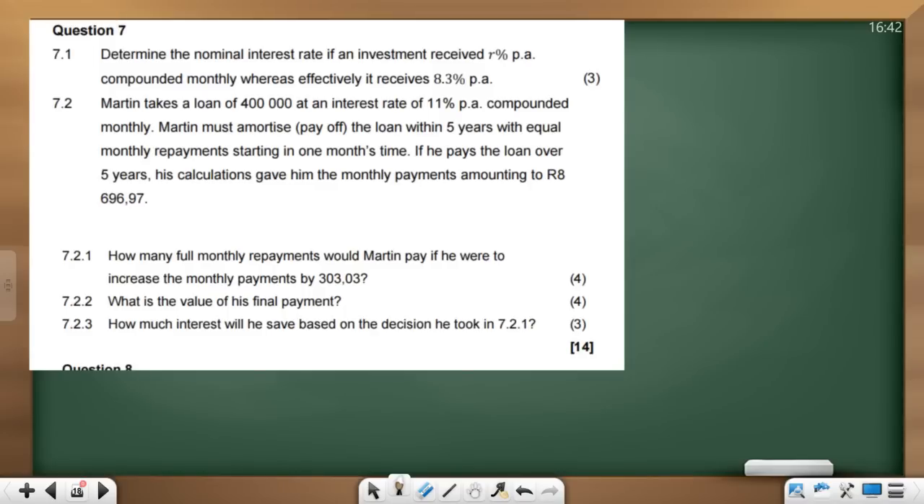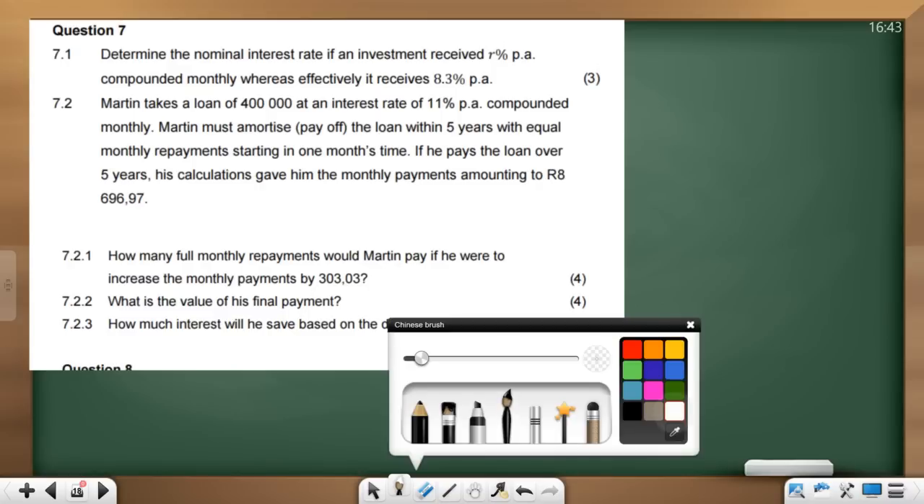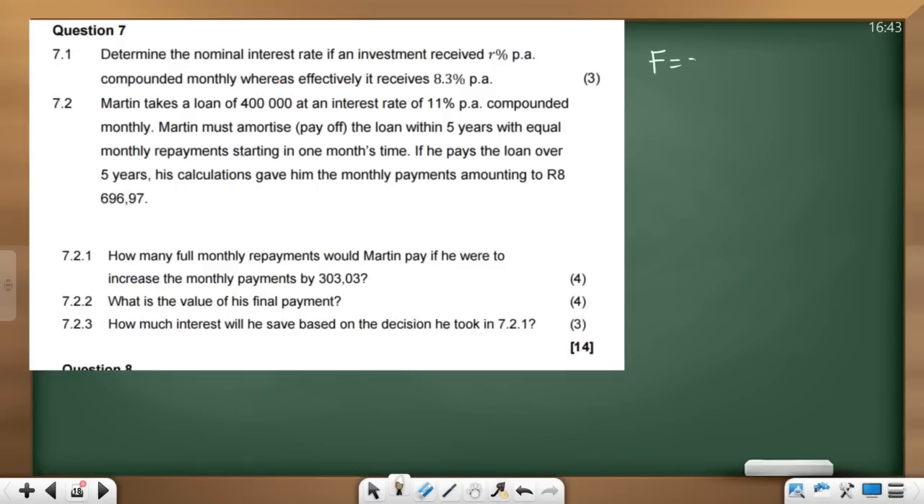Oh, money, money, money. Finance. We're moving quickly. Determine the nominal interest rate if an investment receives R% per annum compounded monthly, whereas effectively it receives 8,3%. So I need my effective interest formula. Somebody says, I usually forget this formula. Please take note. This is not my effective formula, I just want to show you where to get it from.